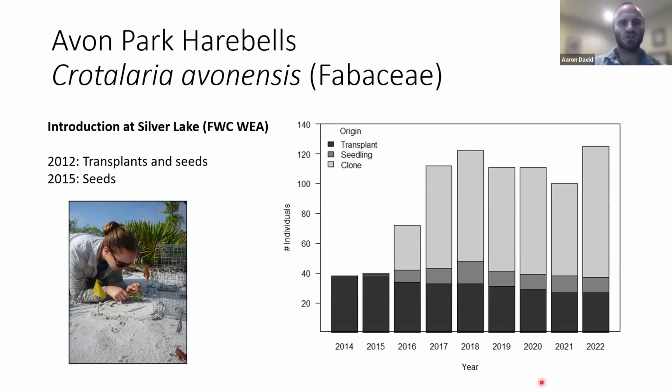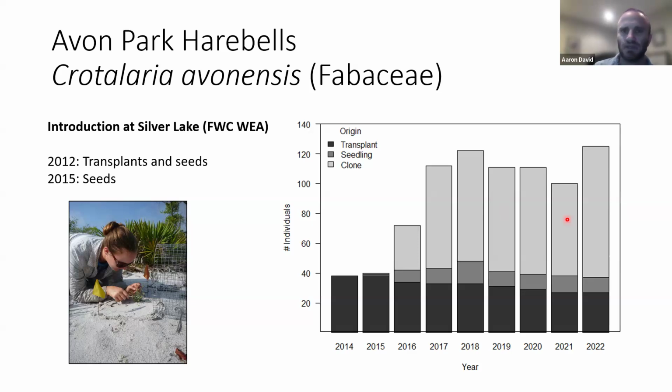The original transplants are in black, and the gray ones are the different recruits, either by seedlings or by clones. You can see really starting around 2017, it starts taking off, and then it's been pretty stable since then. So we feel fairly confident that we've been able to establish a fourth new population of Avon Park harebells, which is very important to the conservation of this species.